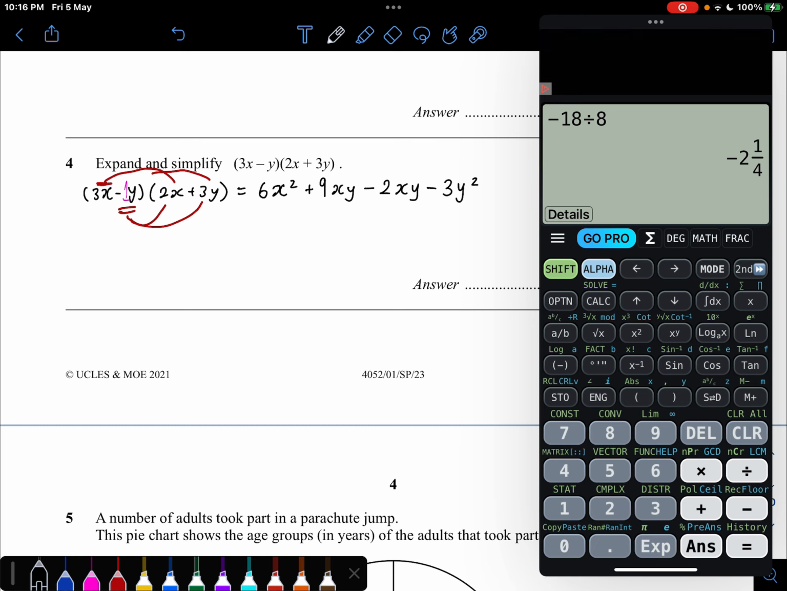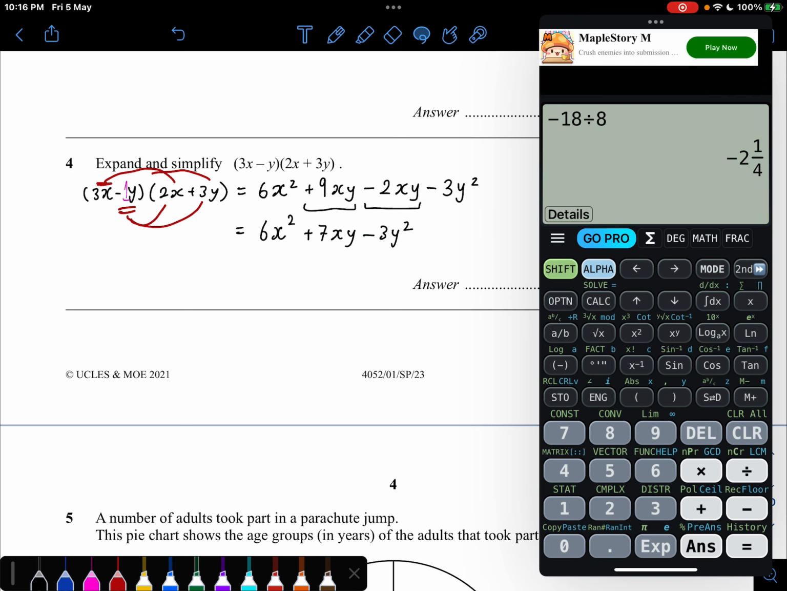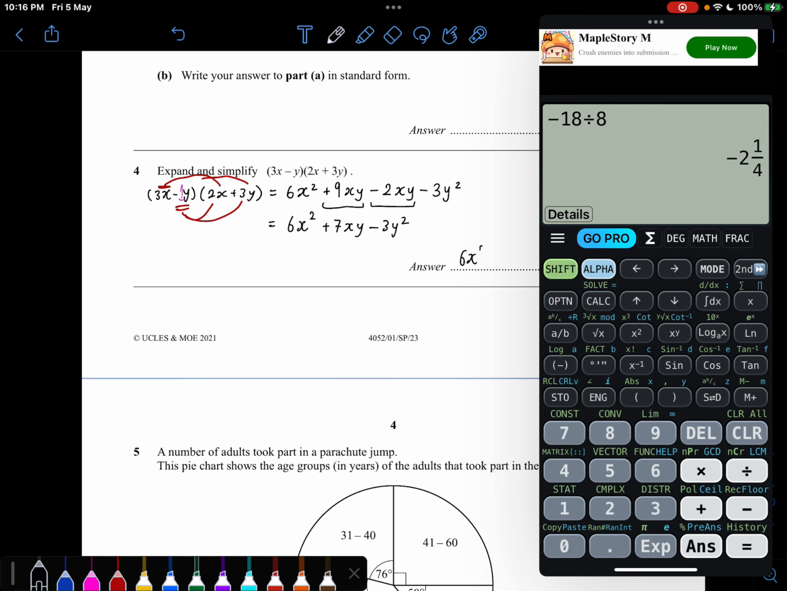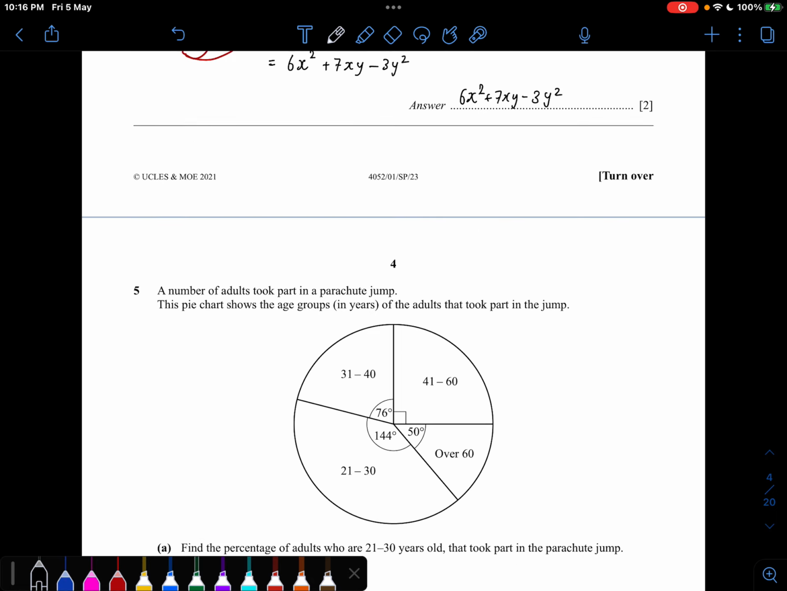Okay, anything to simplify? Yes, over here you have 9 copies of xy minus 2 copies of xy. That gives you plus 7 copies of xy. Everything else copy down. But to save some space, I'll just bring it to the left like this. Okay, that's done. So write this down. Okay, good.